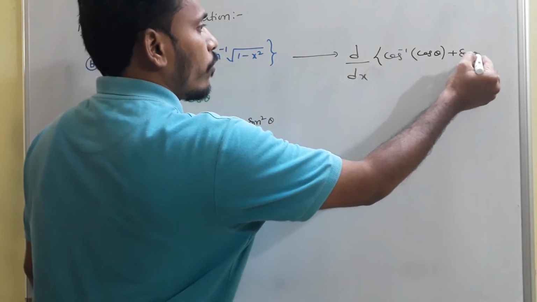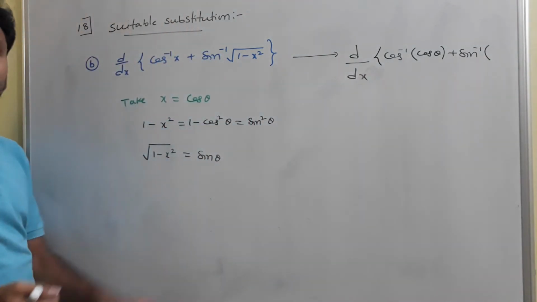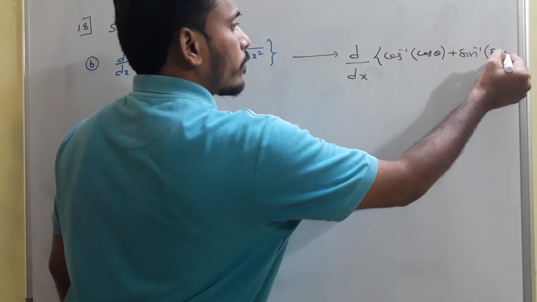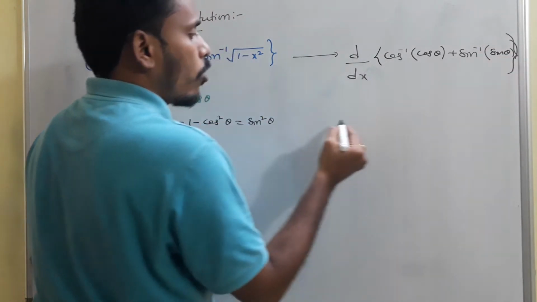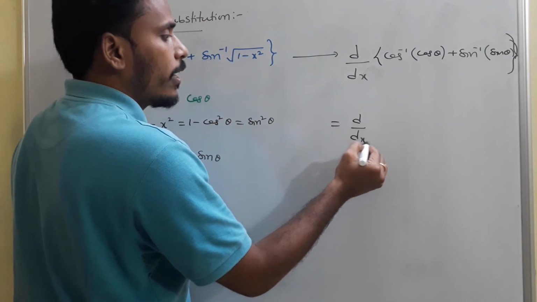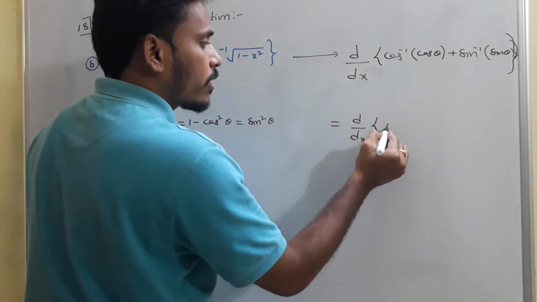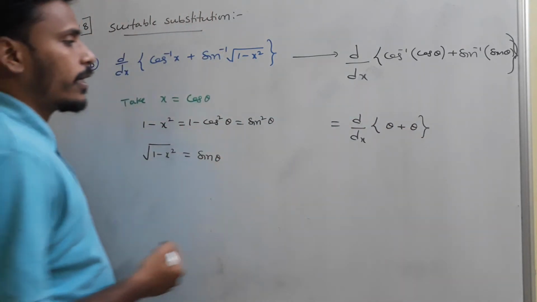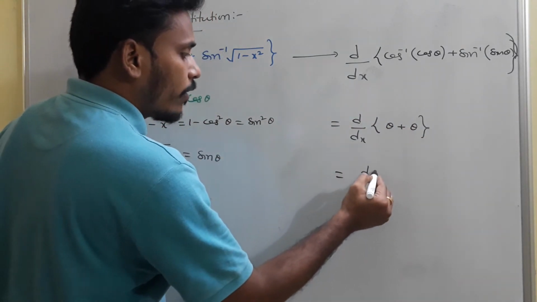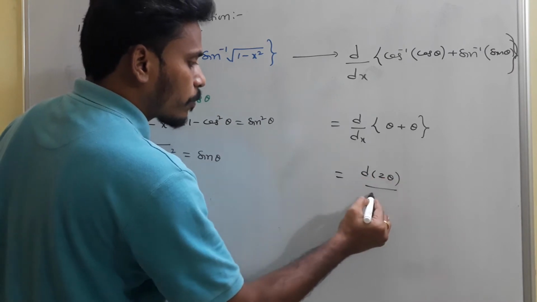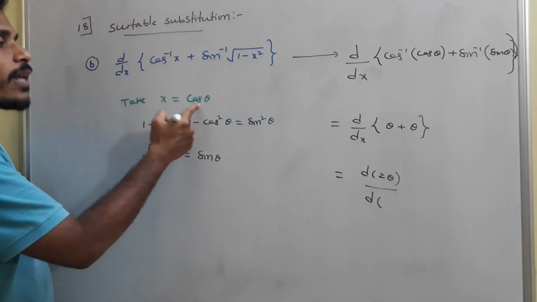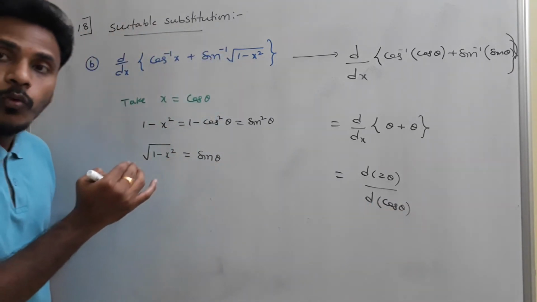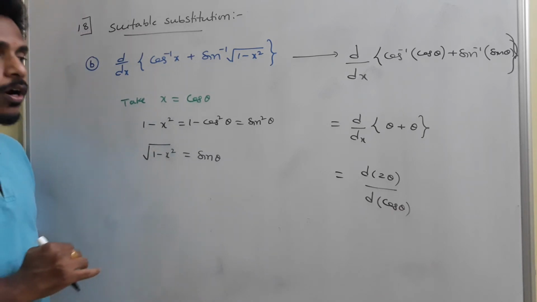plus sin inverse of root of 1 minus x square. What is root of 1 minus x square? Sin theta. So as we learnt from inverse trigonometry, this is simply nothing but d by dx of cos inverse of cos theta is theta plus sin inverse of sin theta is theta. And at the end, this is equal to derivative of 2 theta with respect to the derivative of x, and that x is nothing but cos theta. So derivative of 2 theta with respect to derivative of cos theta.